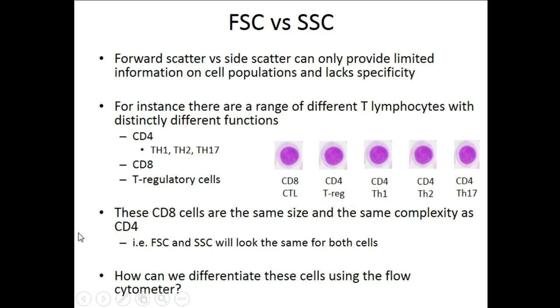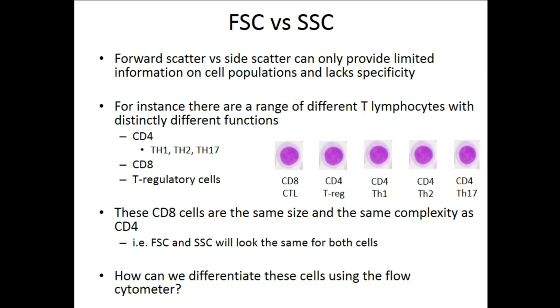Okay, folks, so that's forward scatter and side scatter. The problem we have now is that forward scatter versus side scatter can only provide limited information. It tells us the size of the cell, and it tells us how complex the inside of the cell is.